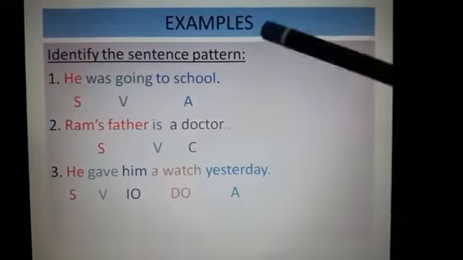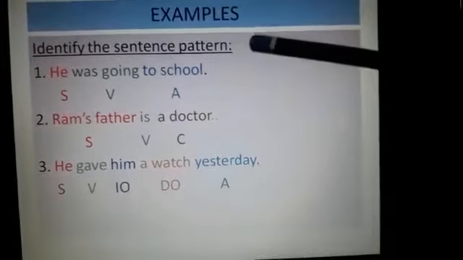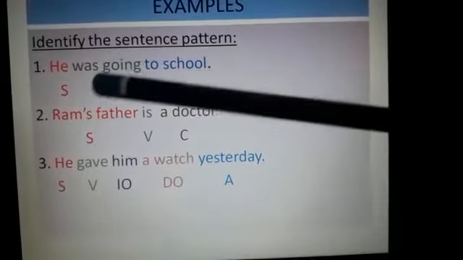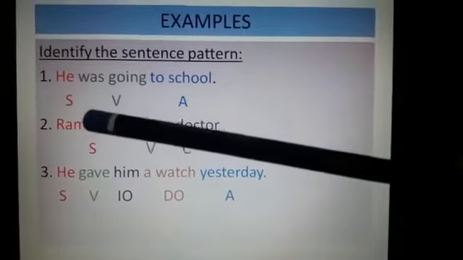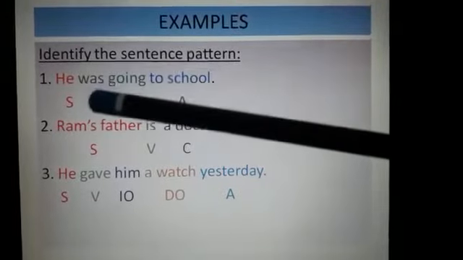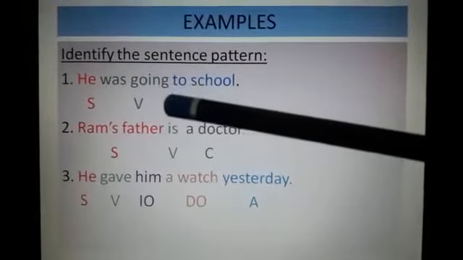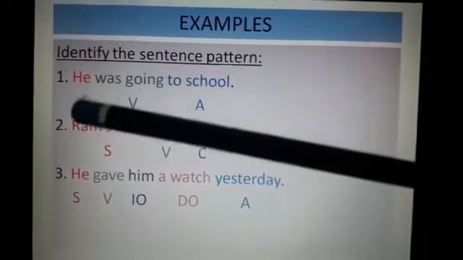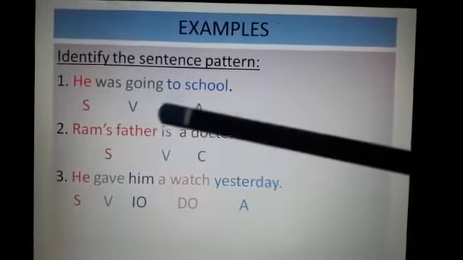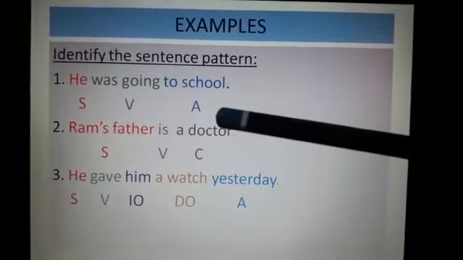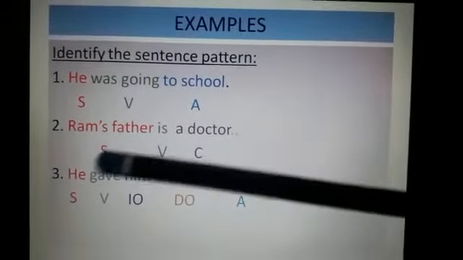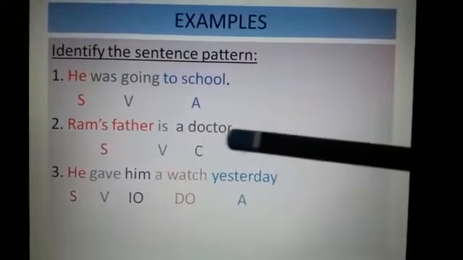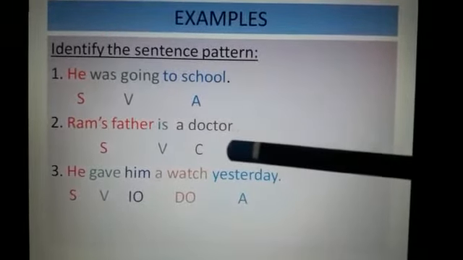Now let us see some examples. Identify the sentence pattern. He was going to school. He is a subject. Was is an auxiliary verb and go is the main verb, so was going becomes the verb. To school is the adjunct. Then, Ram's father is the subject, is is a verb, doctor is a profession, so it becomes a complement.